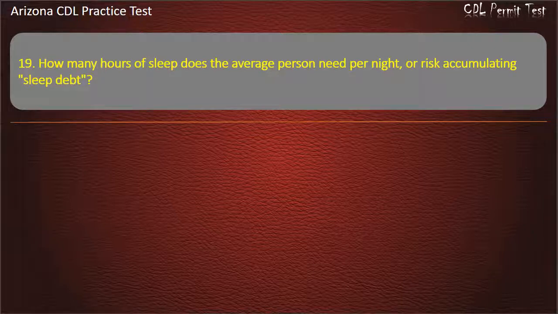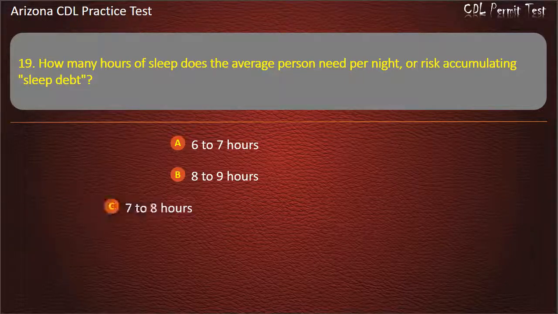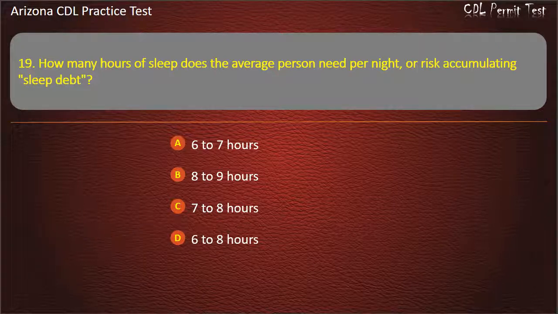Question 19. How many hours of sleep does the average person need per night, or risk accumulating sleep debt? 6 to 7 hours. 8 to 9 hours. 7 to 8 hours. 6 to 8 hours. Answer: 7 to 8 hours.